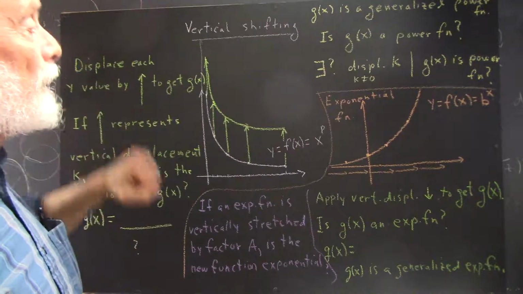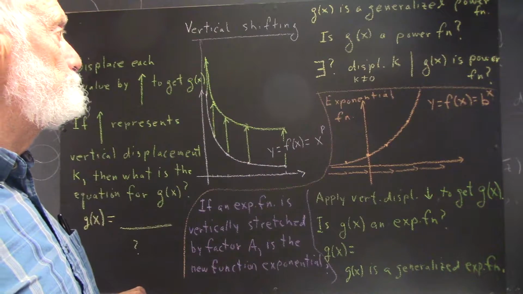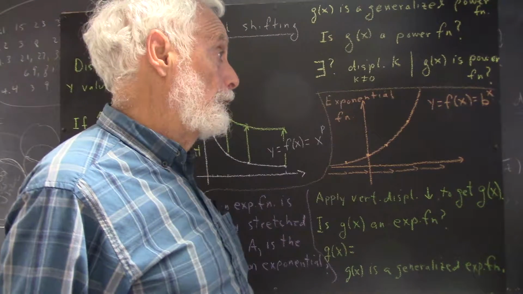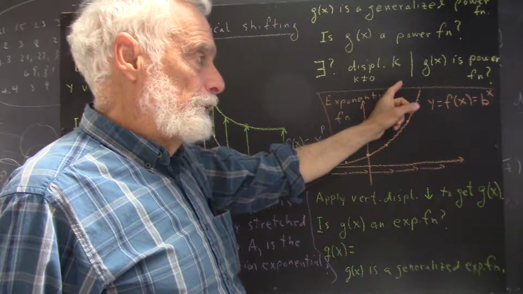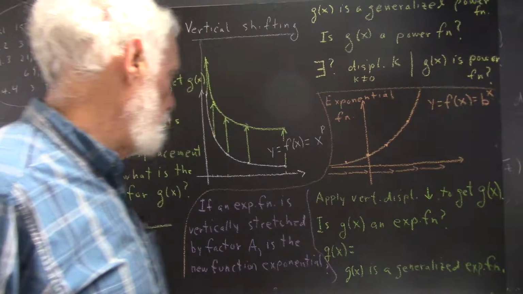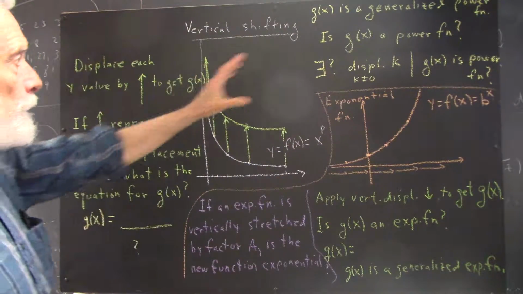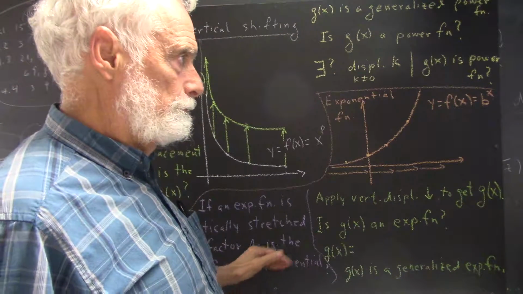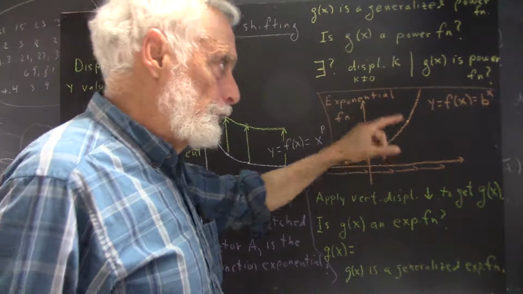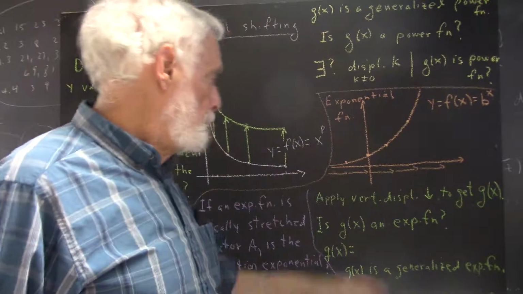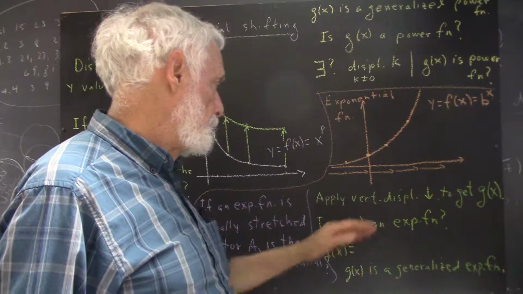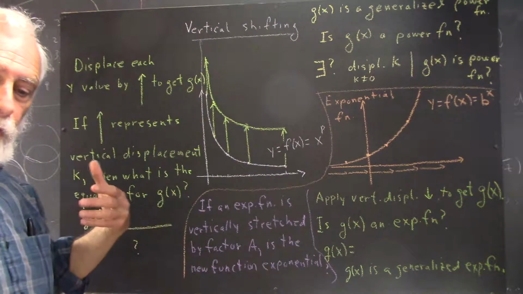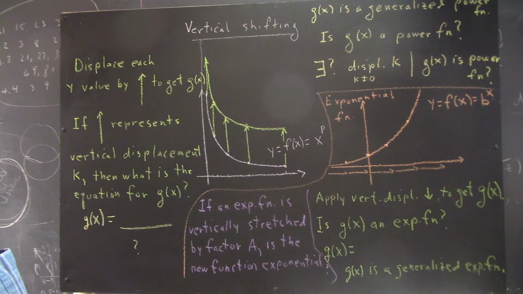The other alternative is you prove that g of x is not always a power function. Can it sometimes be a power function for a non-zero k? All right, well that's the content of the first part of this video. In the second part we go through and ask some questions about exponential functions with a vertical displacement, vertical shift, and also a question about an exponential function with a vertical stretch. So we'll come up to that in a minute.